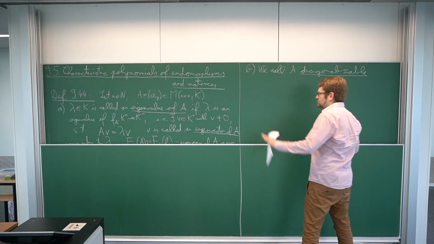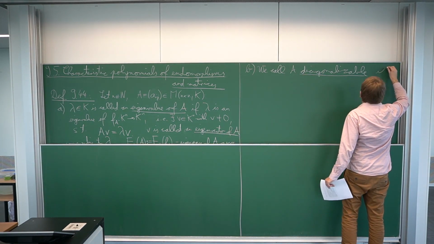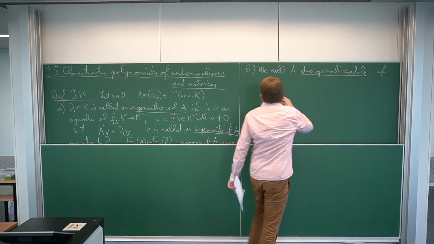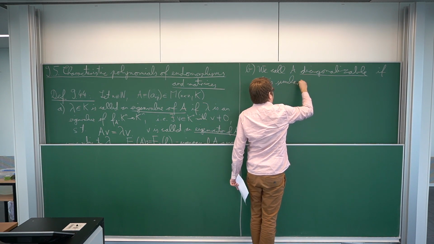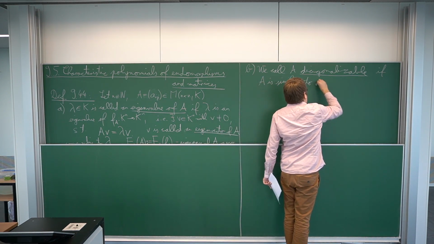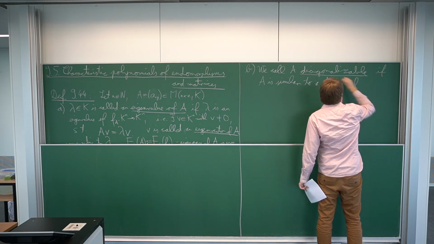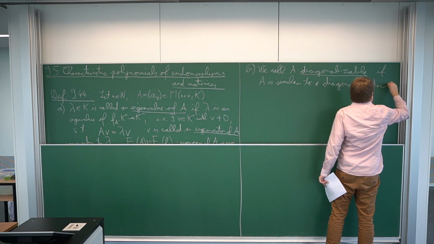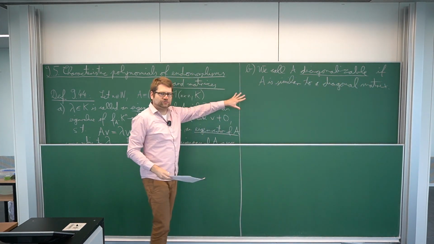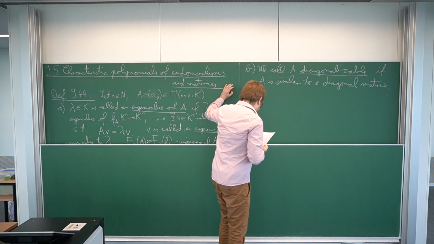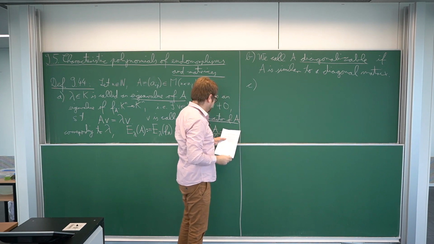So this means if we just want to leave away the endomorphisms, we can just say A is diagonalizable if A is similar to a diagonal matrix. The term similar was introduced in one of the previous sections, so we already know what this is. So this is really a purely algebraic definition somehow, so we don't need to take maps, we can just consider matrices.